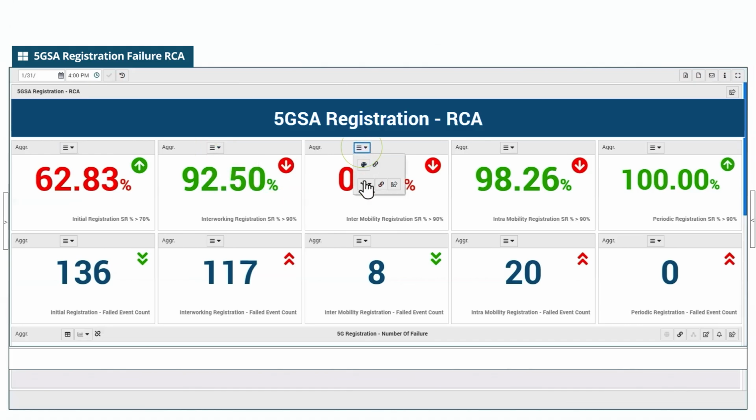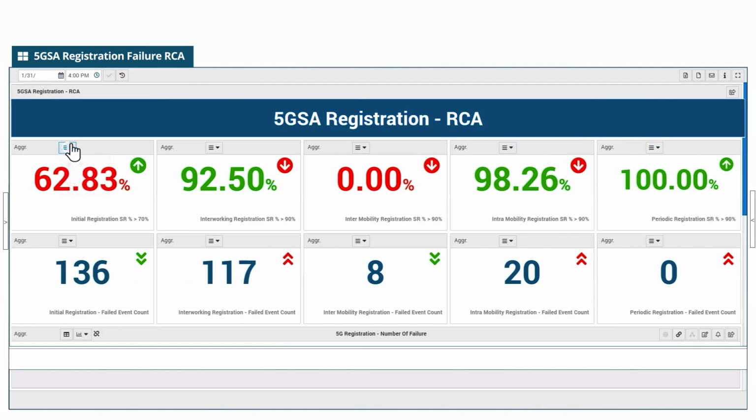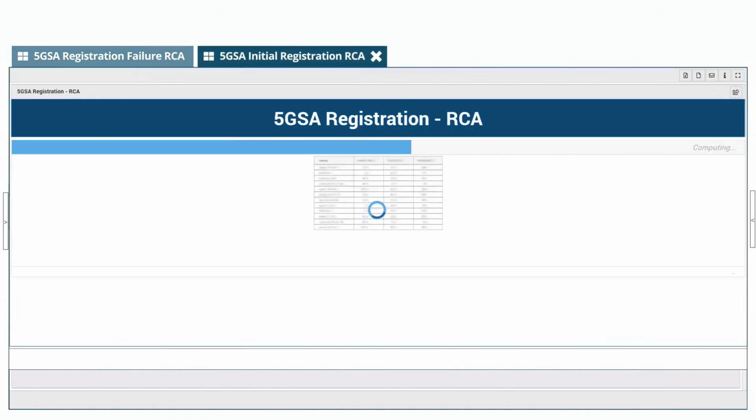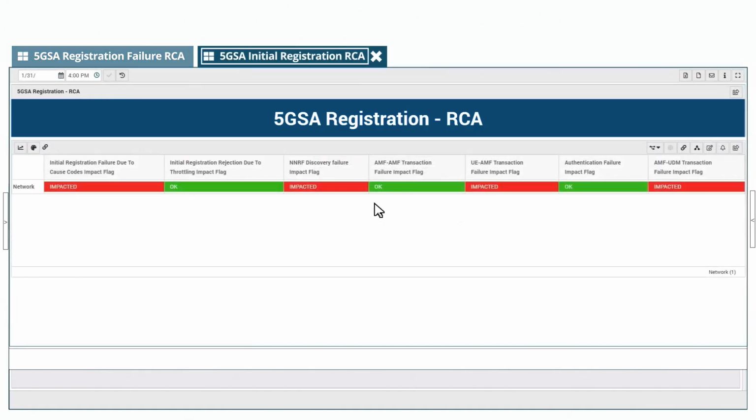I see that the initial registration is below threshold and the subscriber attempts to latch to the 5G network are failing. Let me drill down to see what's happening. This page shows me the root cause analysis for 7 major categories. The impacted status flags indicate the degradation reason.